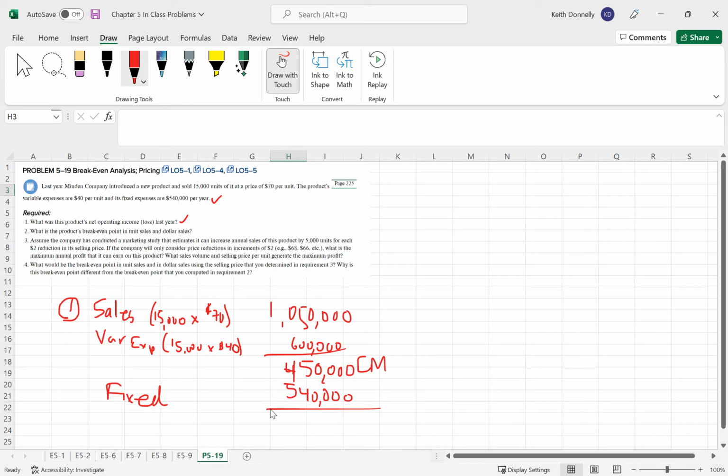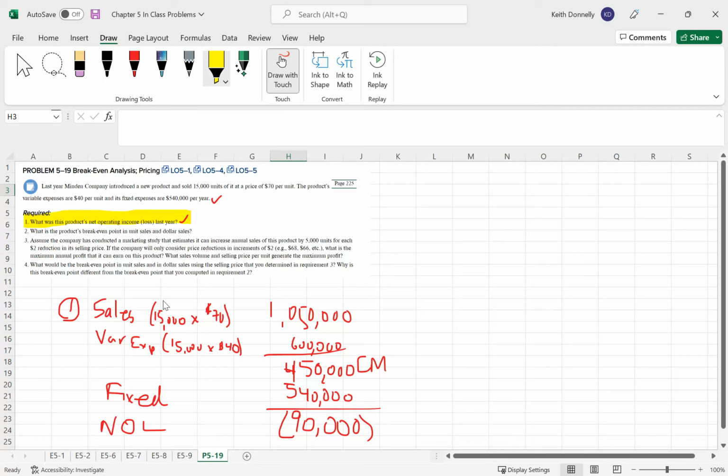In that way, it looks like we're going to be at an NOL, right? A net operating loss of 90,000. Put some brackets around that. So we're in a losing position right here. So the idea is with 1, let's highlight that we just did it. Based on those facts, we figured out that we were at a net operating loss of $90,000.